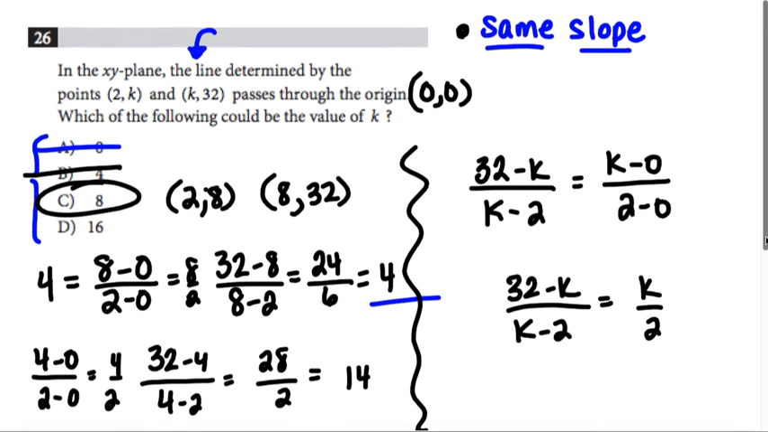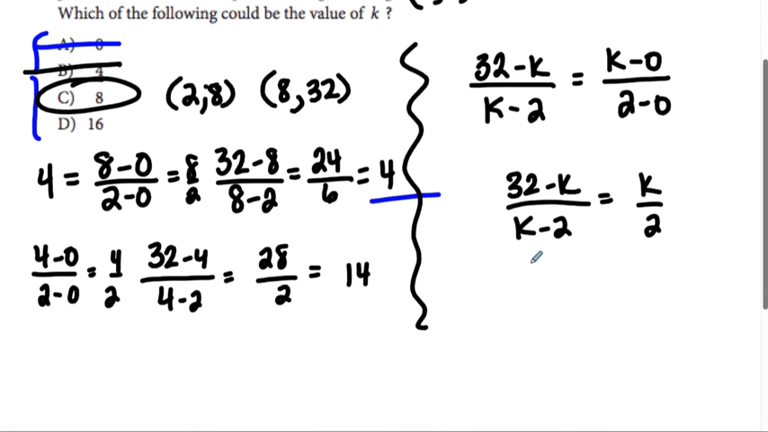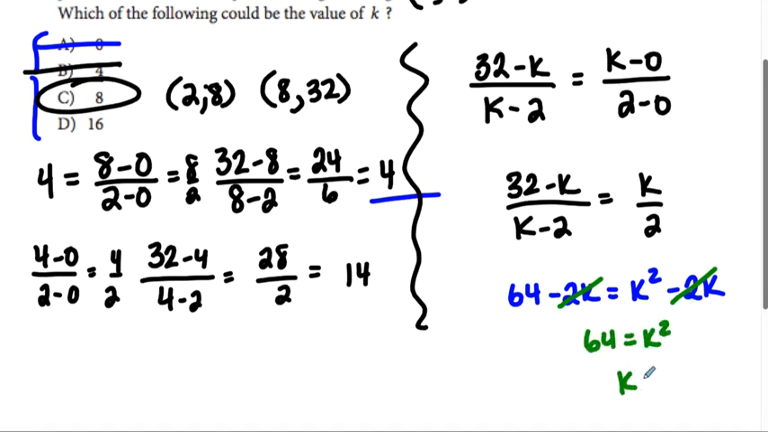So now I have a proportion, and I could cross multiply. That would give me 64 minus 2k equals k squared minus 2k. Doing the algebra here, the 2k's cancel out. So I have 64 equals k squared. So k could either be plus or minus 8. And since I only have 8 as an answer, I could use 8.